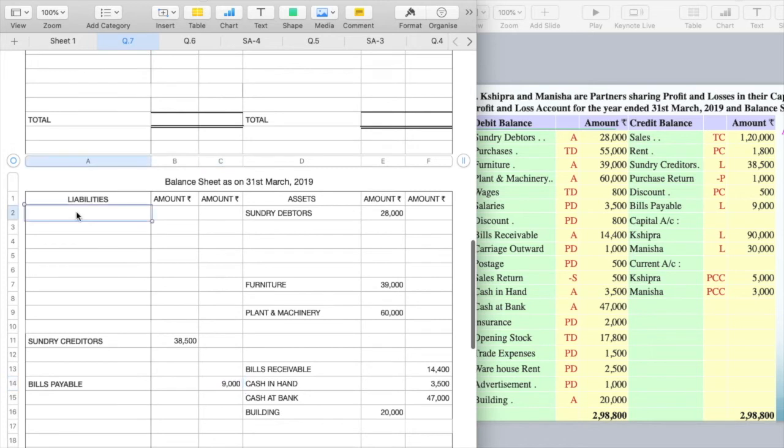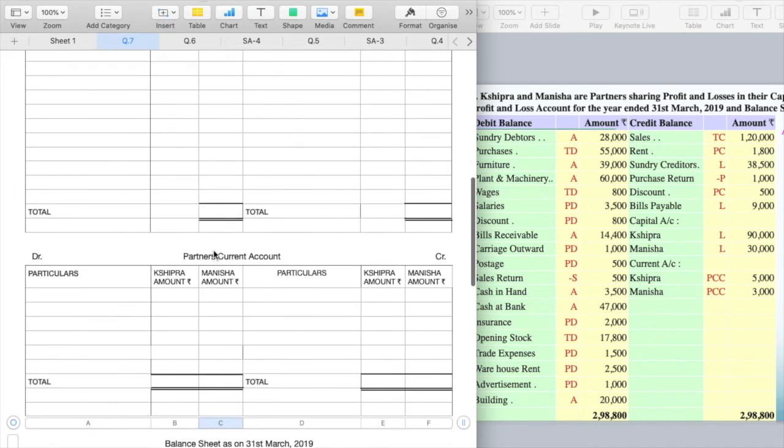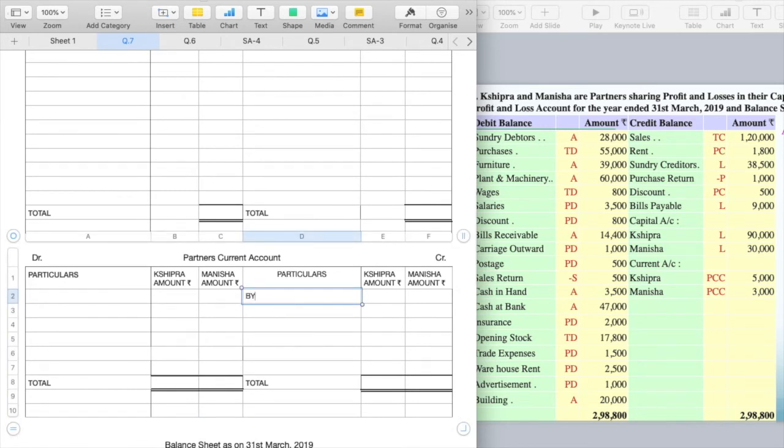Capital account, in the liabilities only we have to write, because this is a question of the fixed capital method. So Shipra and Manisha 90,000 and 30,000. So in the outer column the total will be 1,20,000. Now the current account. Both the partners' balances are given on the credit side, so it carries a credit balance. So 'By balance brought down' 5,000 and 3,000. Okay, so we are done with the posting of the trial balance, and there's no hidden adjustment in the trial balance. So let us start with the adjustments given below the trial balance.